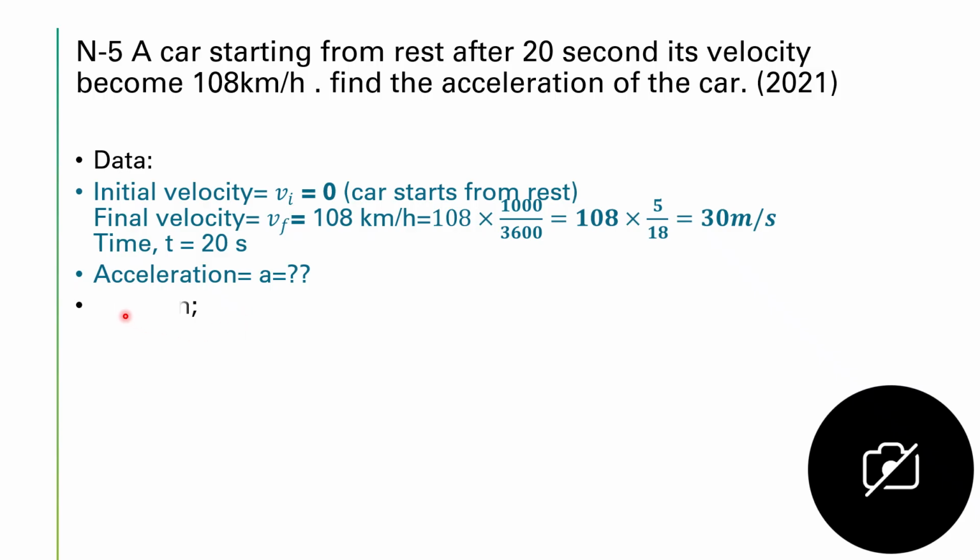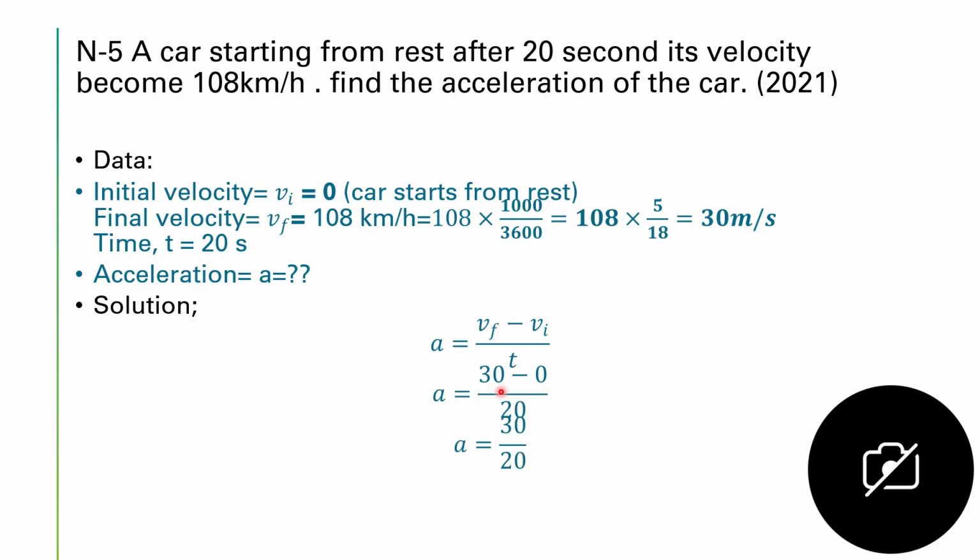Write down the heading of the solution. Here we have the formula of acceleration. a equals Vf minus Vi upon t. Acceleration is required, so we can use the formula of acceleration. 30 is the final velocity, which we converted into the SI unit. 30 minus Vi, which is 0, upon t, 20 seconds is given.